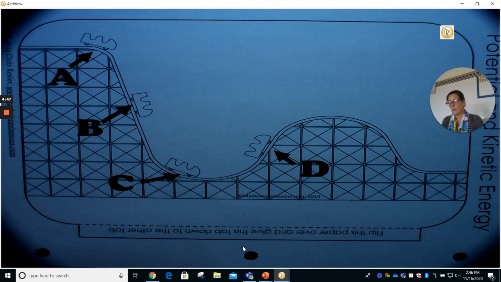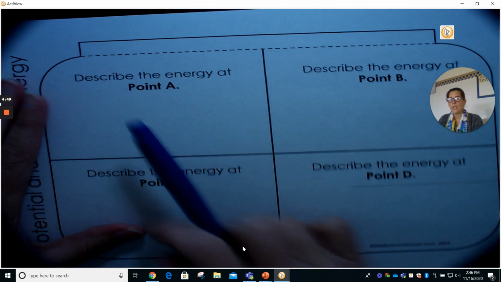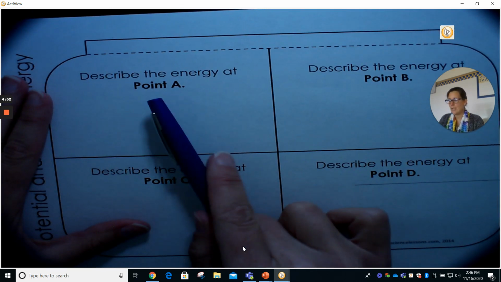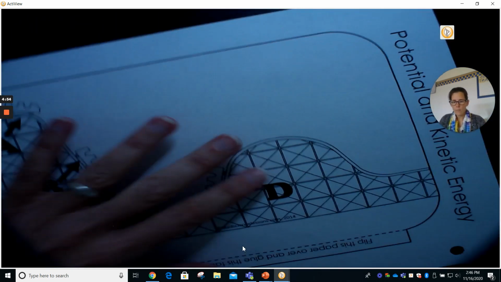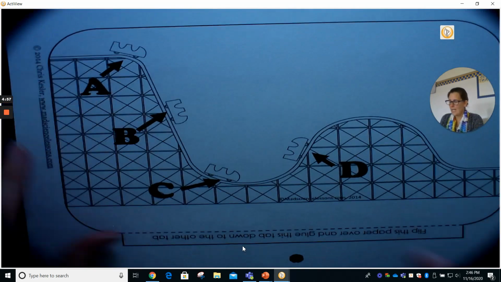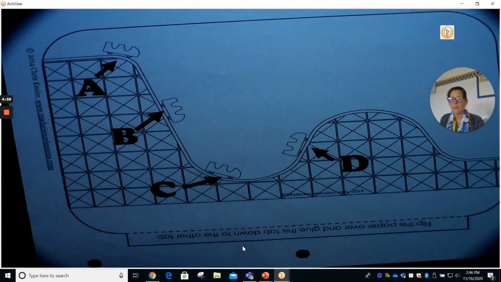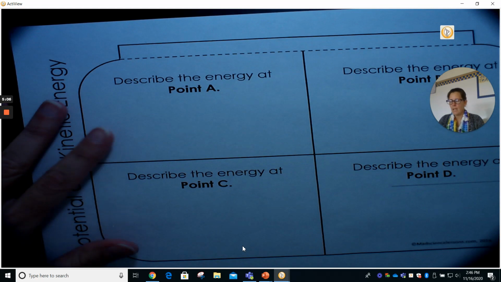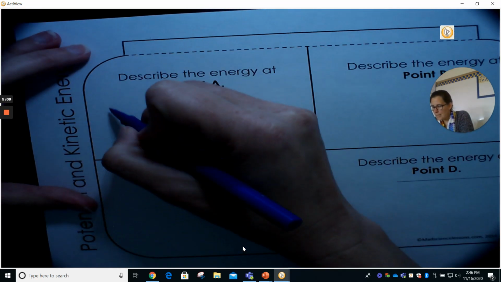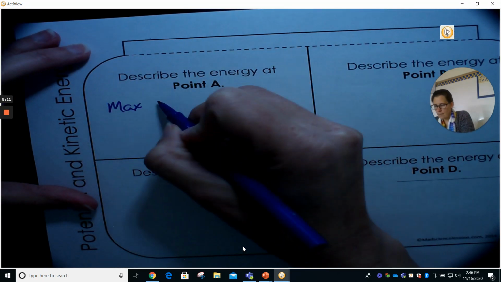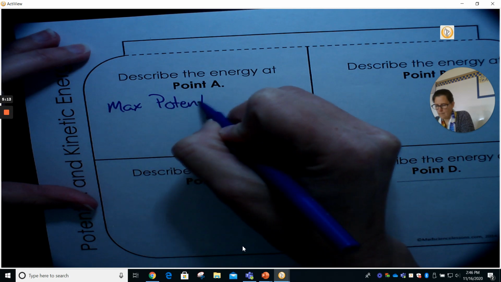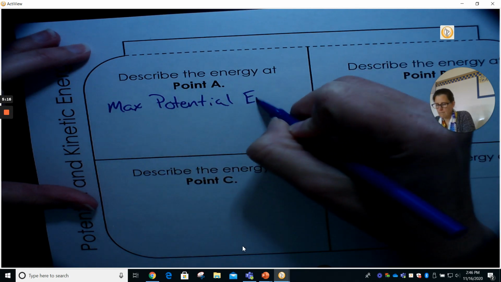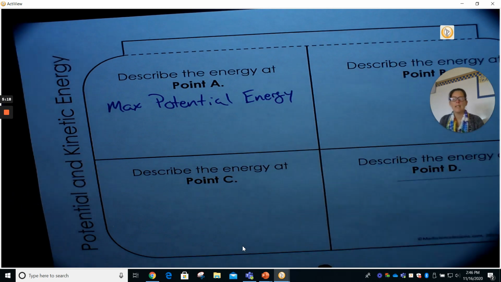Okay, so the first thing we're going to do, we're going to describe the energy at point A. So let's look on this side right here. Point A is way up at the top of the roller coaster. And remember, at the top of the hill, we've got the max potential energy. So we're going to flip this over again, and we're going to say max potential energy, because that's the point, the highest potential energy on the roller coaster is going to be right up there at the top.